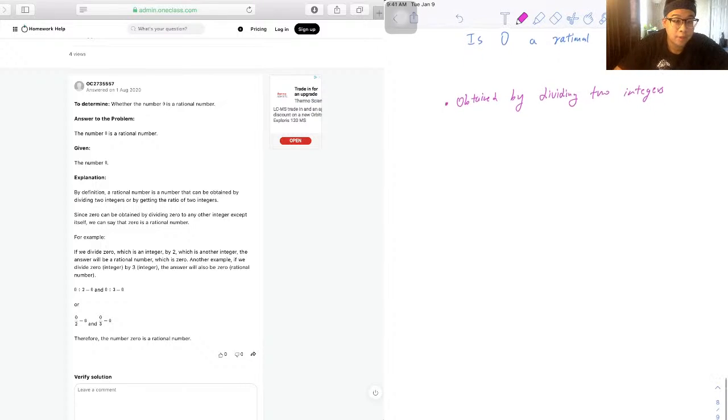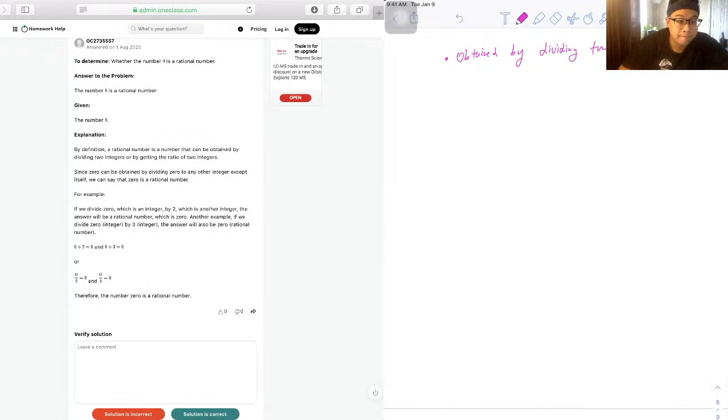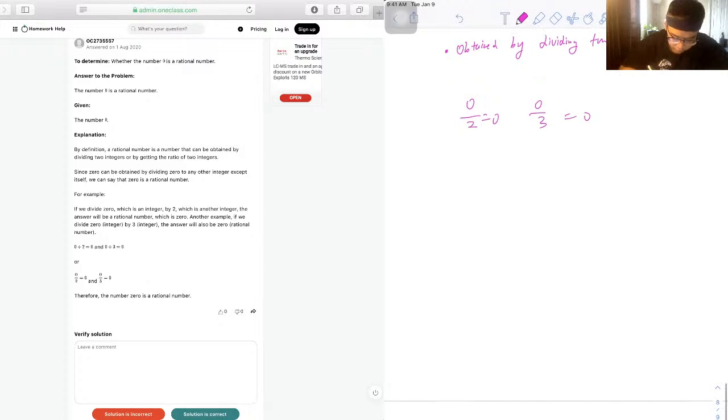So since 0 can be obtained by dividing 0 by any integer except for itself, we can say that 0 is a rational number. Right. And so some examples could be, let's say 0 over 2 and 0 over 3, which is still going to be equal to 0. And that follows the definition that it can be obtained by dividing two integers. Right, so we know that 0 is a rational number.